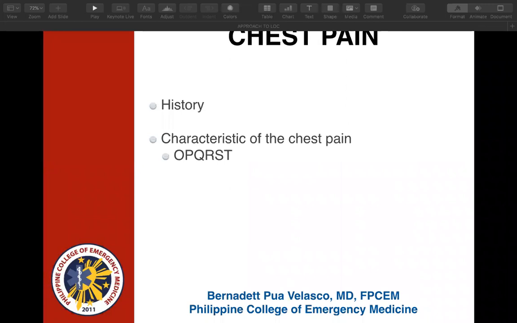Now, the history and your physical examination usually happen simultaneously. So when you say chest pain, you need to check for the OPQRST. O meaning onset of the pain, P for provocative and palliative measures, Q for quality of the pain, R for radiation: is there any radiation of the pain or is it centralized in the chest? Next is S for severity and T for time of onset of the pain.